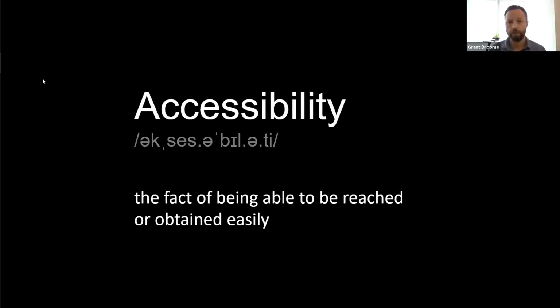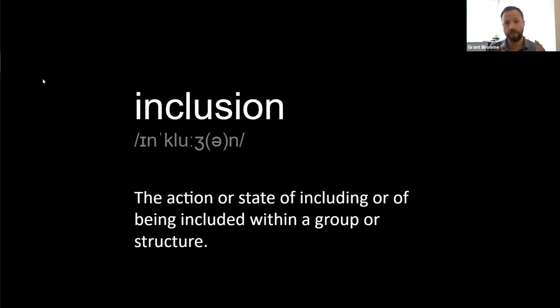And that's a very important key factor in accessibility, because if you can make something easy for someone to access, someone with a disability or without a disability, then you've achieved inclusion. And inclusion is the action or state of including or being included within a group or structure. And inclusion feels really good. If you want to be involved in something, or you want to be a part of something, or you want to do something, and you feel included in maybe the thought process for doing that thing, then that feels good to you.